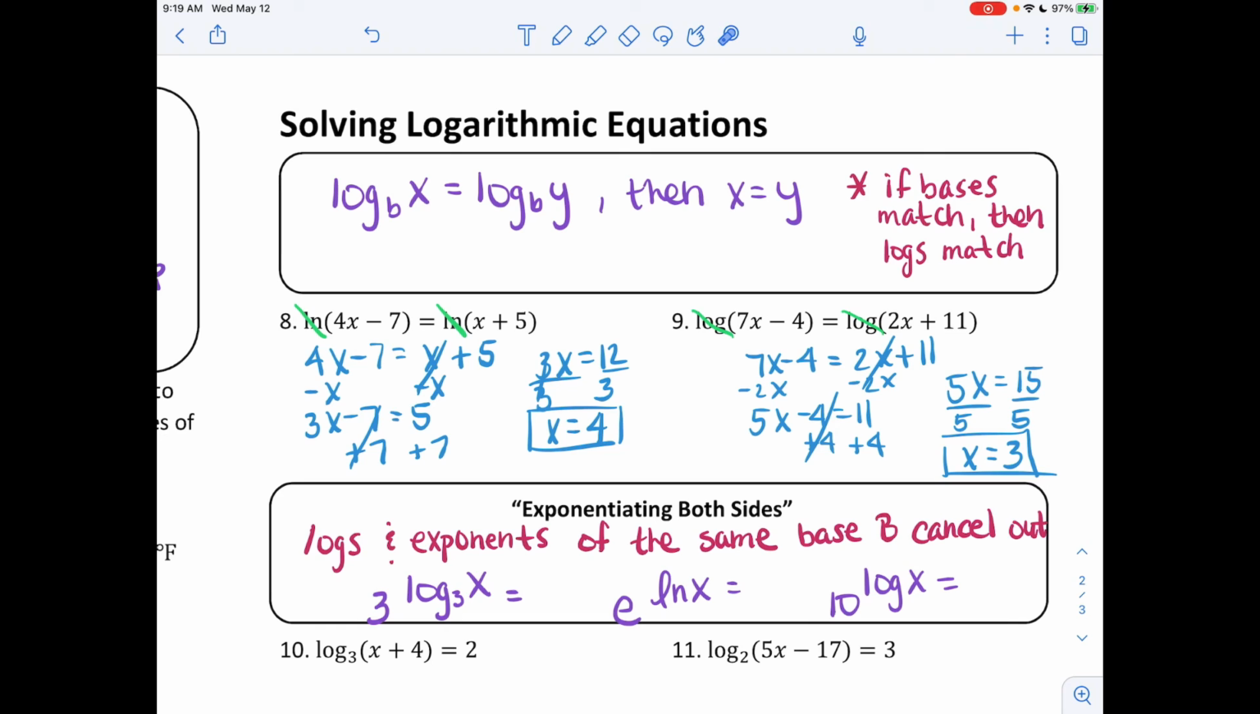We're going to go through the same steps of moving variables to one side, so subtract 2x from both sides to get 5x. I want to then move the constants to the other side, so I'm going to add 4 to both sides. That's going to give me 5x equals 15, and finally dividing by 5, I get x is equal to 3.